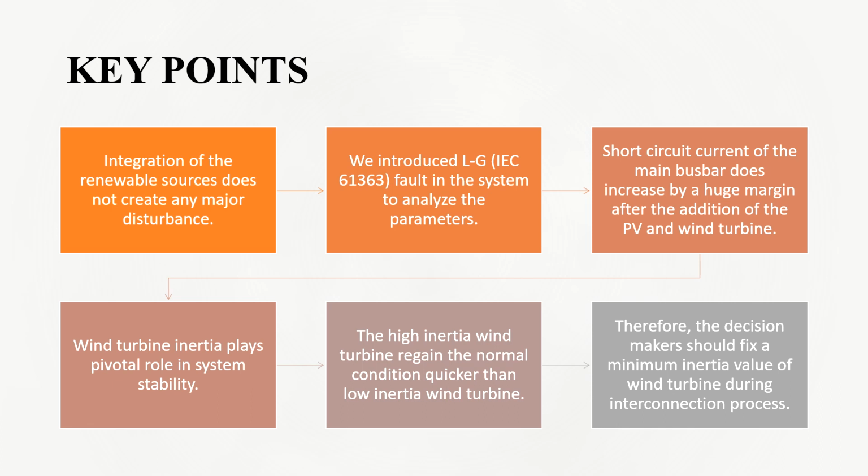Therefore, the decision maker should fix a minimum inertia value for wind turbines during the interconnection process. When they integrate any new wind turbine into the system, they should check the inertia constant of the wind turbine, along with other system parameters, from the manufacturer nameplate rating. Because if the inertia constant is too low, it will create some major disturbance even after the fault is cleared from the system.